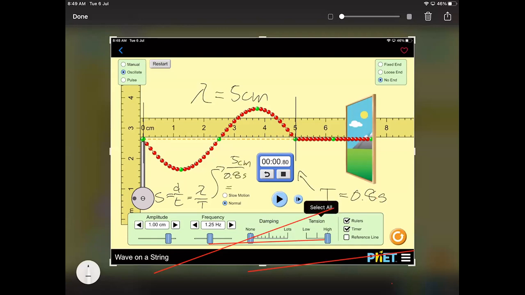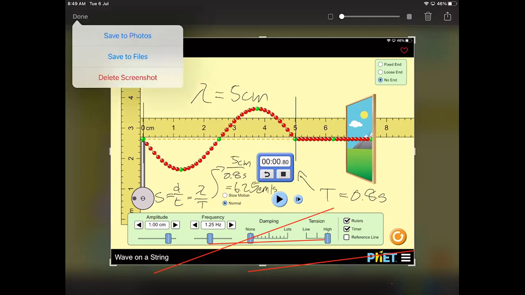And that gives you, can anyone guess the answer without me having to do the calculation? If you don't remember the value, can you remember the old one? In relation to the old value, do you think it's bigger, smaller, or the same? It's the same, correct. So if you do the calculation, 5 divided by 0.8, it's 6.25 centimeters per second.